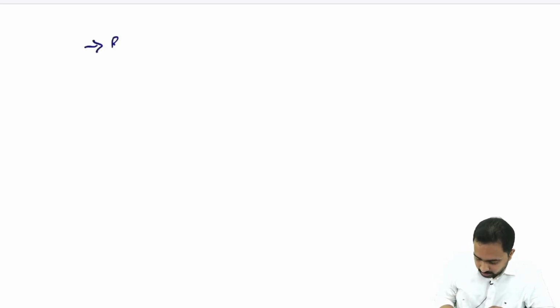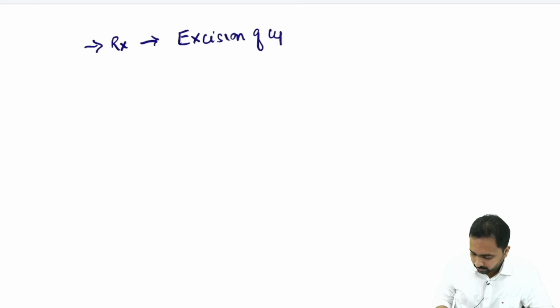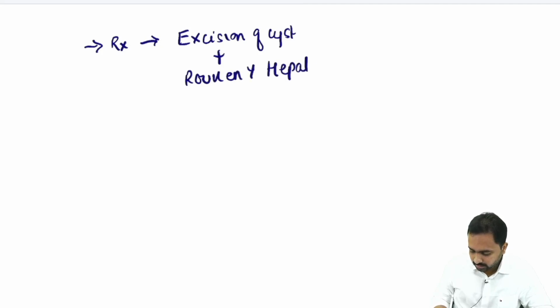The next question asked in choledochal cyst is the treatment, which includes the excision of the cyst plus Roux-en-Y hepaticojejunostomy.